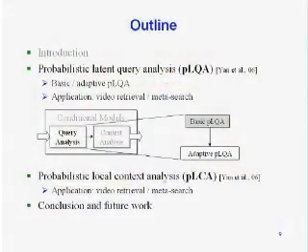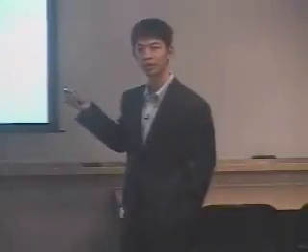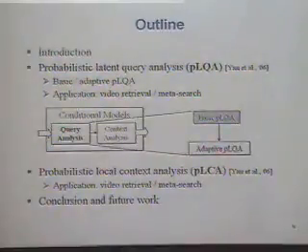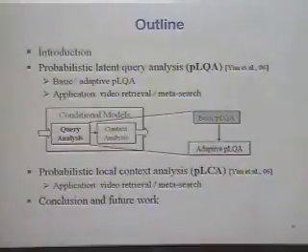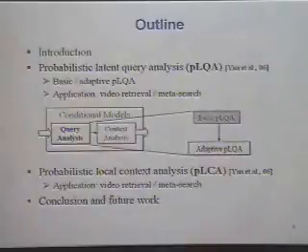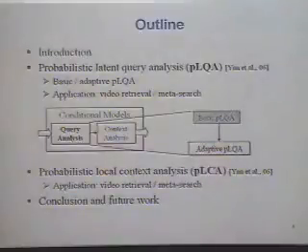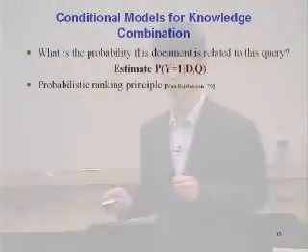And here's the outline of my talk. I just introduced why we should do this, and next I'm going to present two different conditional probabilistic models to combine the knowledge sources. One is called probabilistic latent query analysis, and the other is called probabilistic local context analysis. And I will apply these two techniques to large-scale retrieval tasks, which are video retrieval and meta search. And finally, I will conclude my talk and present some future directions to you.